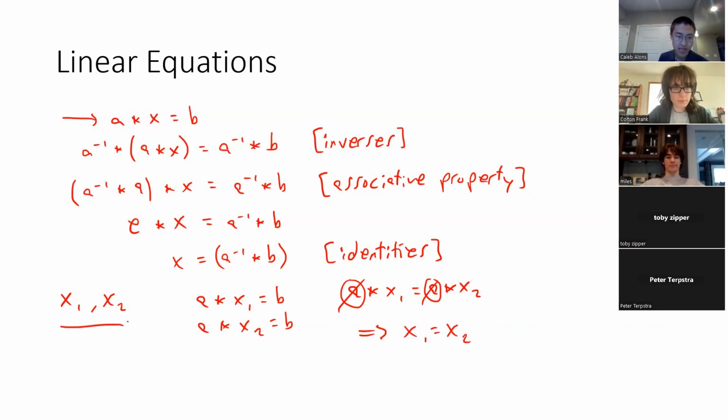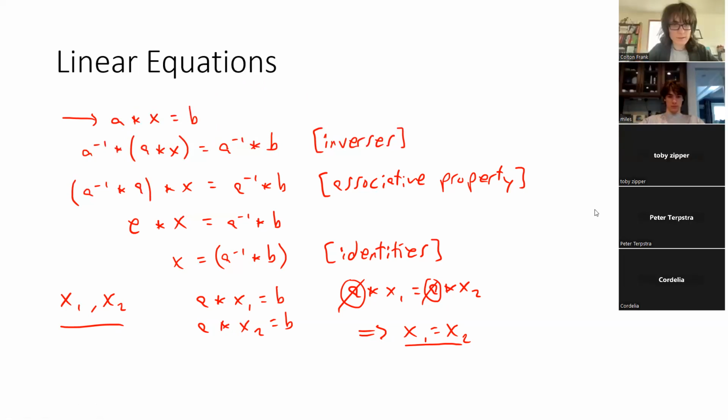So we wanted different solutions, but we ended up showing that assuming there's more than one solution leads to the conclusion that there can only be one solution. And that's how we know that linear equations only have one solution. Their solutions are unique. Does that make sense? Okay.